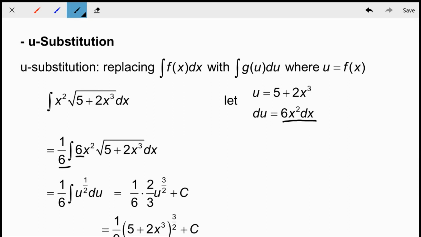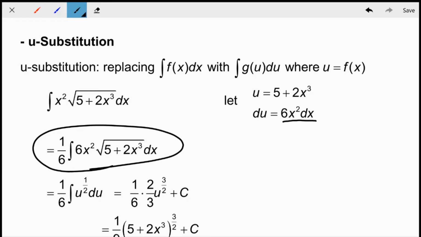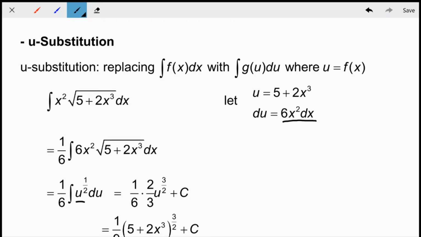That was one of the properties that we looked at last time. The constants have no impact on the integral. So I haven't changed anything about my integral on this second step, except for the form that it's in to make the substitution work out. So now I've got the square root of 5 plus 2x cubed becomes u to the 1/2. The 6x squared times dx is my du. So notice that du has been placed right there.